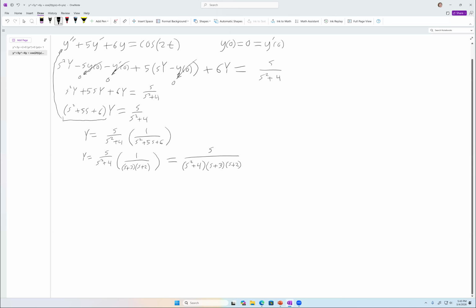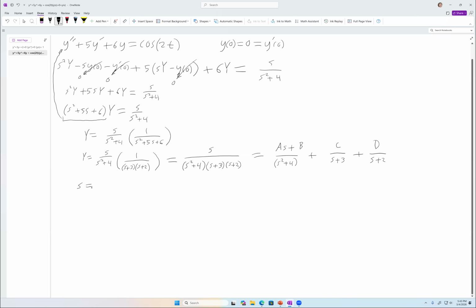It's going to be over that. So now let's use our useful knowledge of partial fraction decomposition and set this equal to (AS plus B) over this S squared plus 4, and then we're going to have C over this S plus 3, and then we're going to have D over S plus 2. All right, and let's keep going with this one.